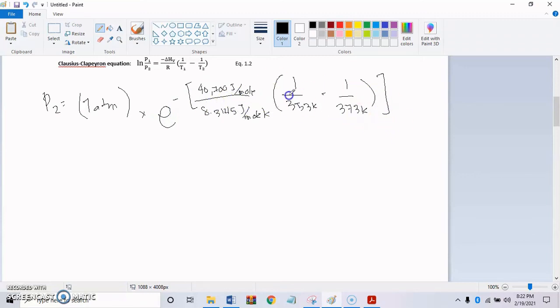Open and close parentheses talaga yan, because 1 over 353 minus 1 over 373 is just this equation. And we will multiply that to these numbers. So the P2 here is equal to 0.474 atm. If we convert that into torr, 1 atm is equal to 760 torr. Torr is also millimeter mercury, same lang yan sila. And that is equal to 361 torr.